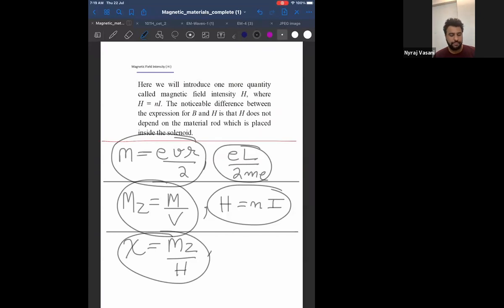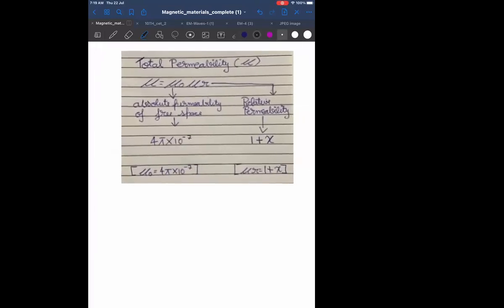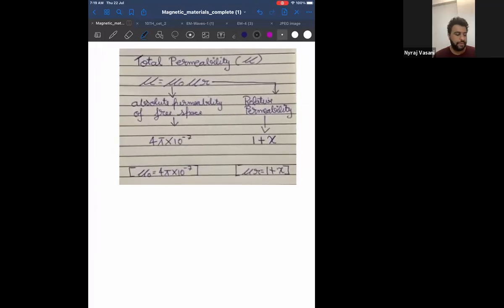Okay, now. Next topic is total permeability mu. I hope everyone has seen this symbol mu in the past.